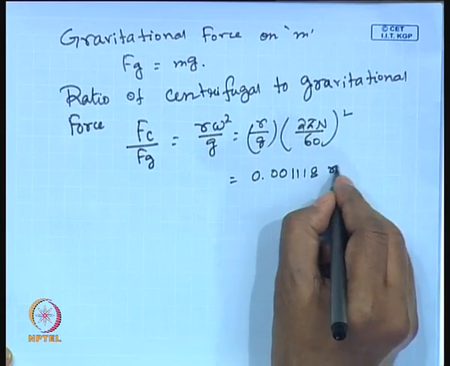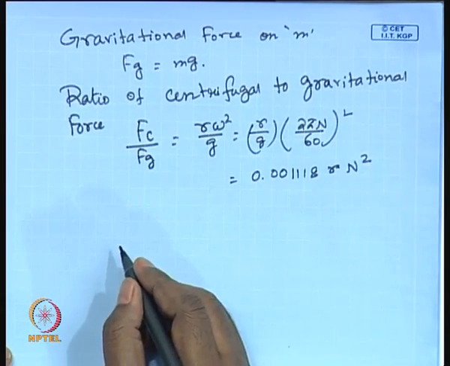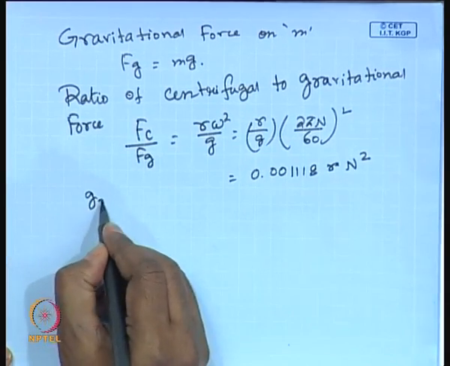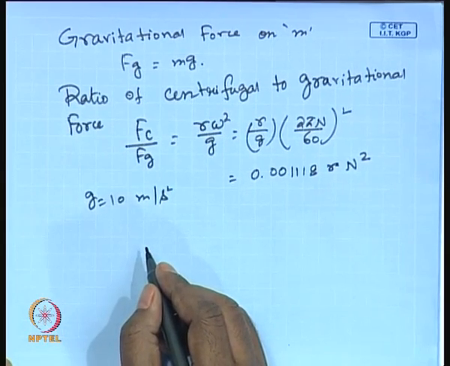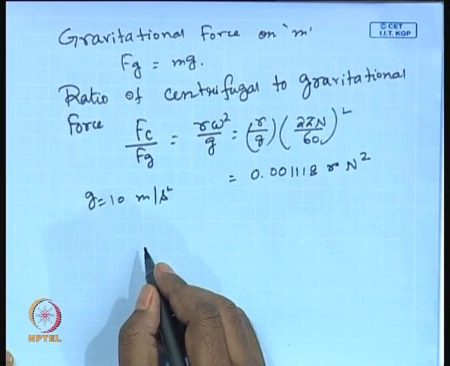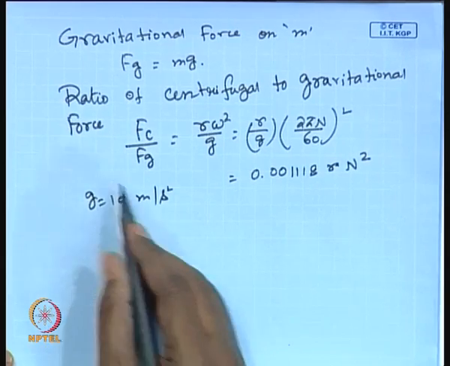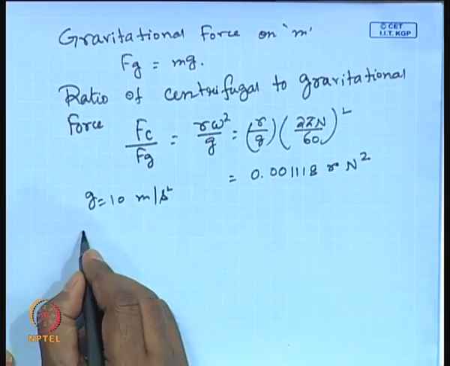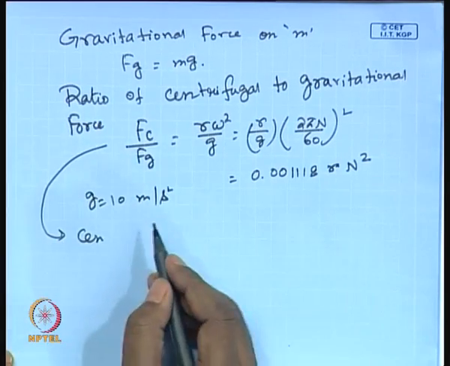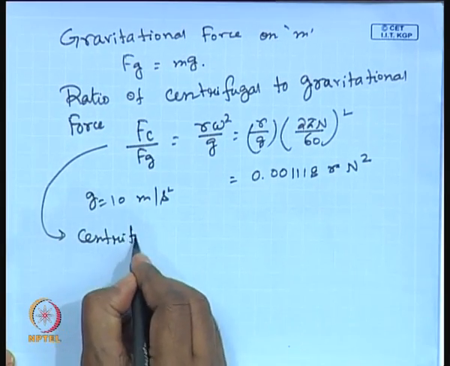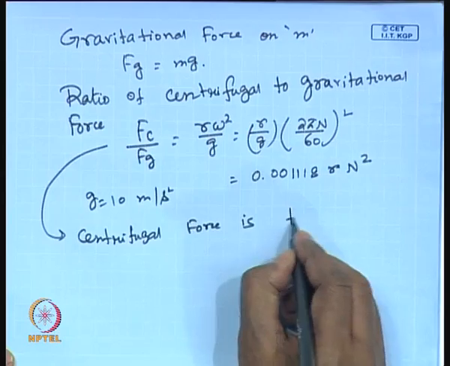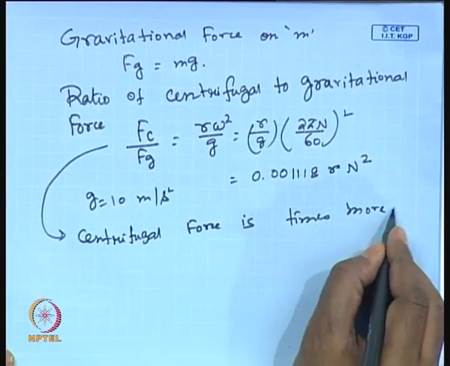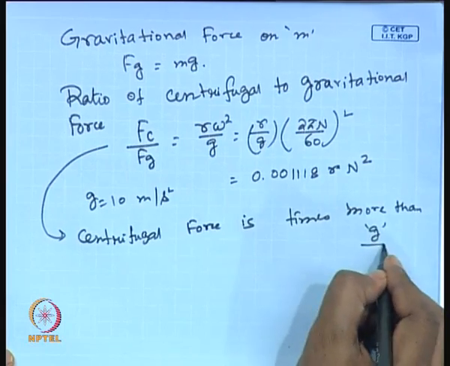0.00118 r n square. Now, in this expression we put g is equal to about 10; it is 9.8, so we put it about 10 meter per second square. Thus, the force developed in the centrifuge is r omega square by g times that of the gravity. So, by this ratio, you can say that centrifugal force is this many times more than g, the gravitational force.